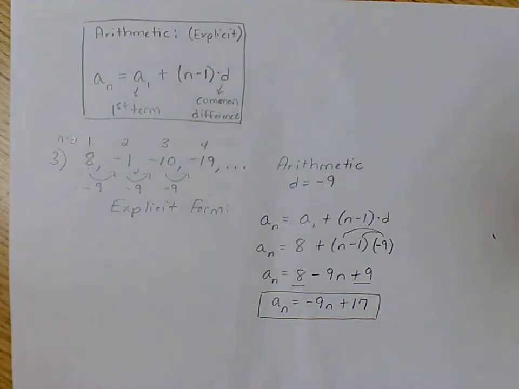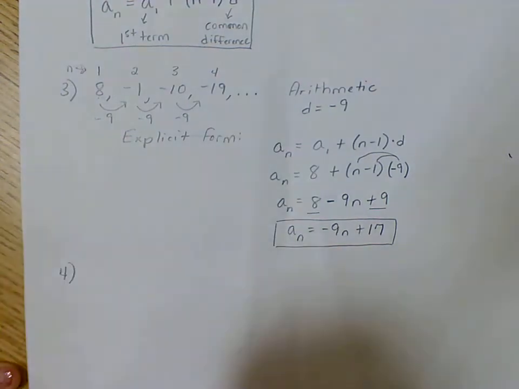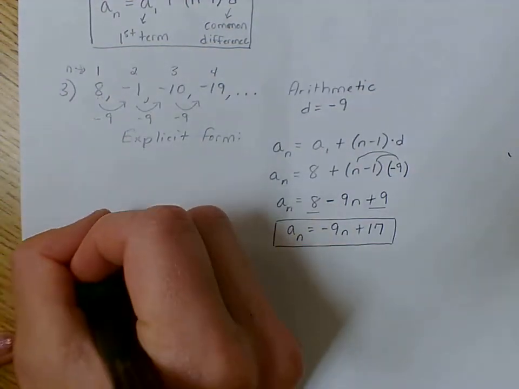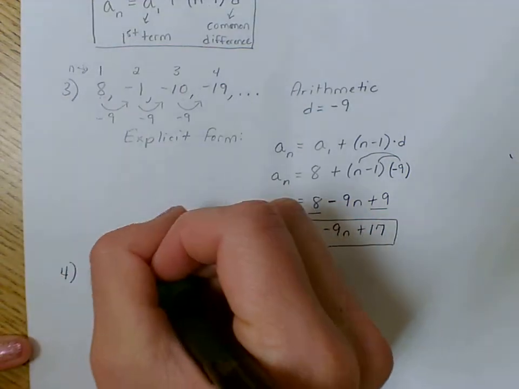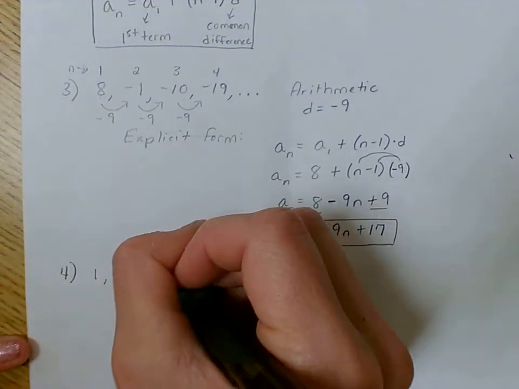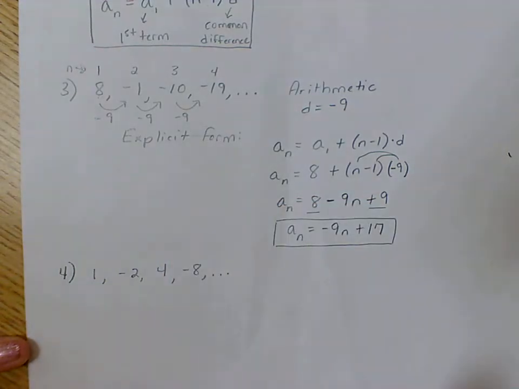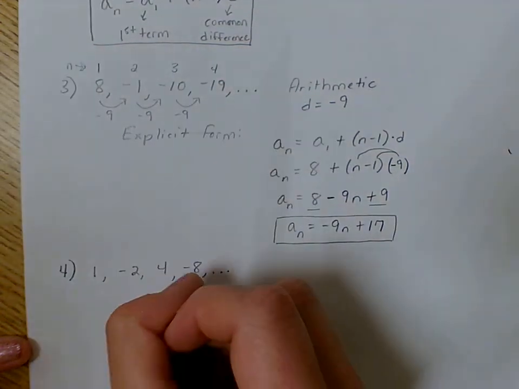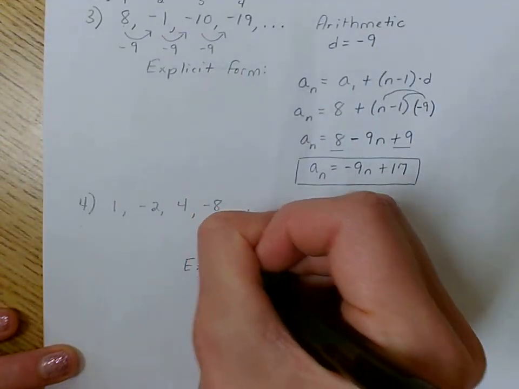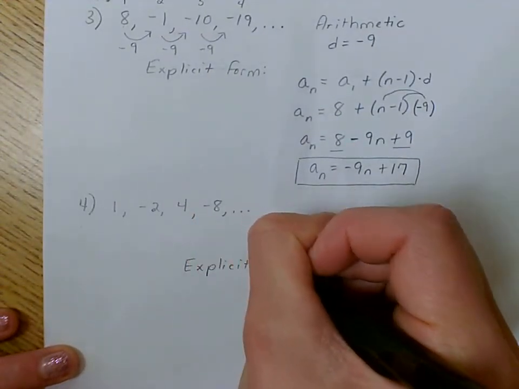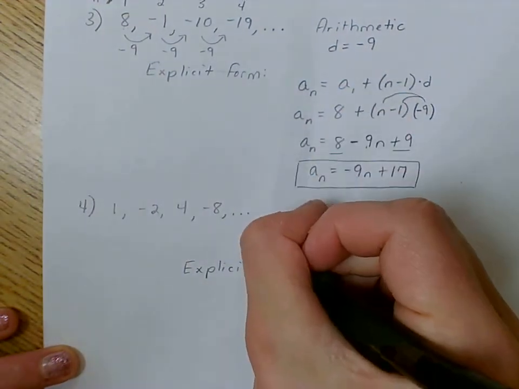Okay, all right, let's do another one. So what if we had a sequence like this? You had 1, negative 2, 4, negative 8, so on and so forth, okay? And you, again, had to write the explicit form of that sequence, which means what do you do to the positions of those terms to find those terms?